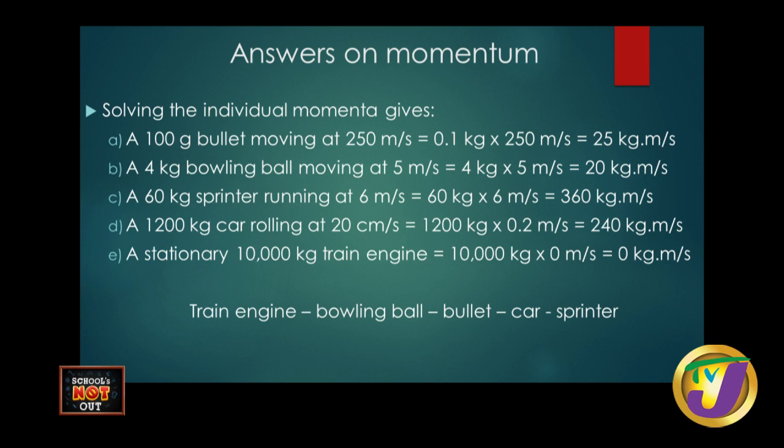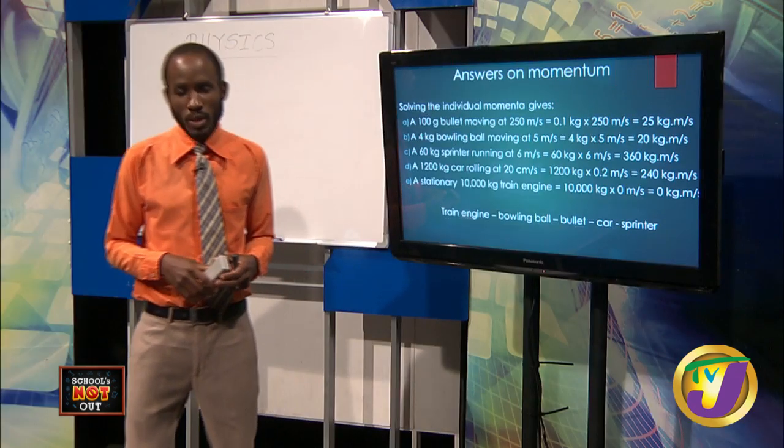So it is illuminating to see that the heaviest, the most massive object, has the least momentum, simply because of its velocity being 0. And it's also interesting to see that the sprinter actually has the largest momentum. You'd think that the bullet would probably be up there high. No. Because of its small mass, its momentum comes down to be very small. So when we rank them from smallest to largest, we have the train engine, the bowling ball, the bullet, the car, and lastly, the sprinter. Yeah, that's how momentum works. All right?